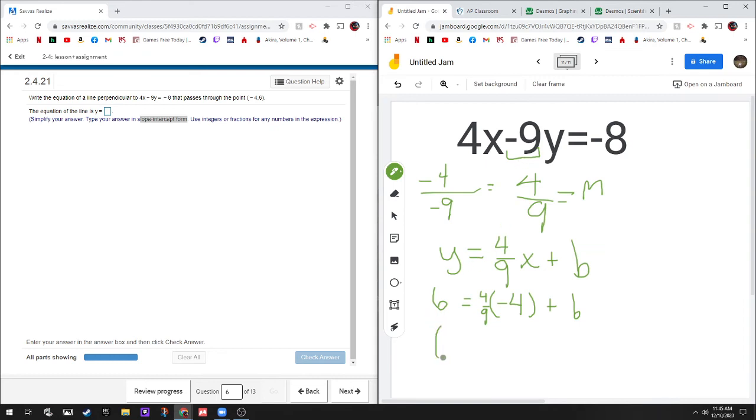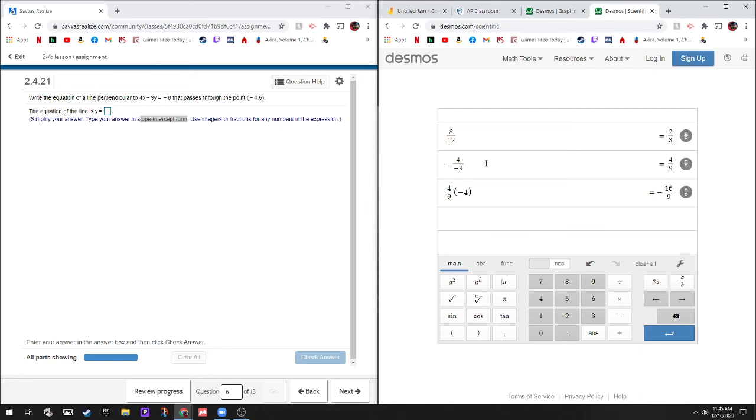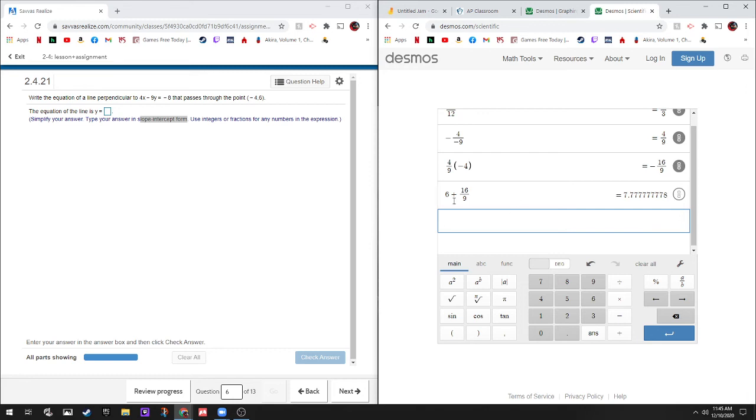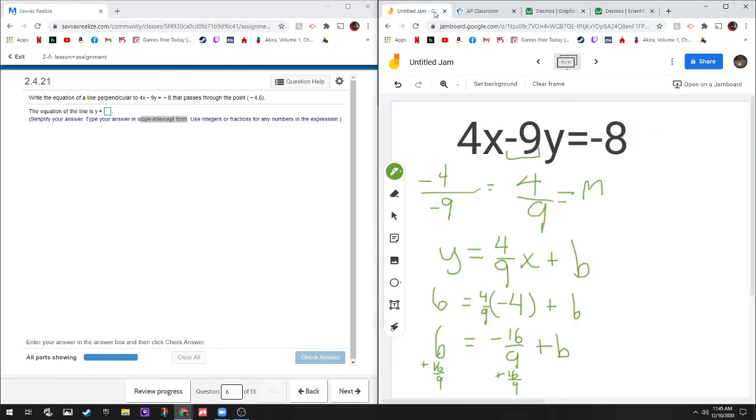Don't worry. Our calculator is going to handle all this. So I'm going to take 6 and add 16/9 to it. Since it's negative, we're going to add 16/9 to both sides. So 6 plus 16/9. Ew. But just remember, the calculator is doing the work for us, so it's okay. We can deal with these yucky numbers. 70/9. So my final answer for this, I'm going to get y is equal to 4 over 9 x plus 70 over 9.